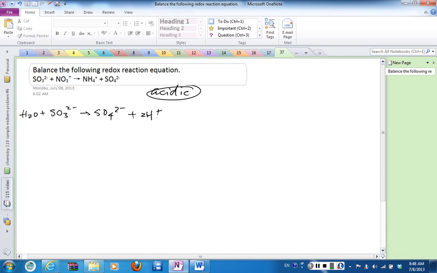Element-wise, we're balanced now. And before we move on to the next half reaction, we need to balance charge as well. -2 charge on the left side; 0 for water, -2, +2, so 0 charge on the right. That means we're going to need to use 2 electrons on the right side so that both sides would have 2 negative charges. So first half reaction done.